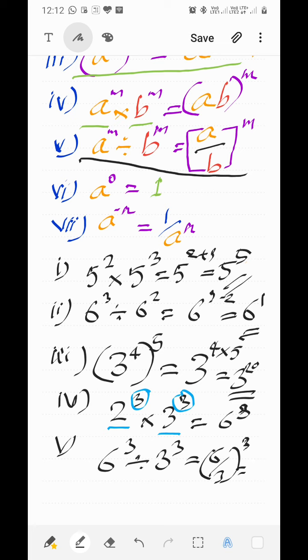Then now we are going to discuss the sixth law of exponent. That is a raised to 0. What is a raised to 0? So any number raised to 0, anything raised to 0 is equal to 1. So 5 raised to 0 is 1. 3 raised to 0 is 1. Anything raised to 0 is 1.